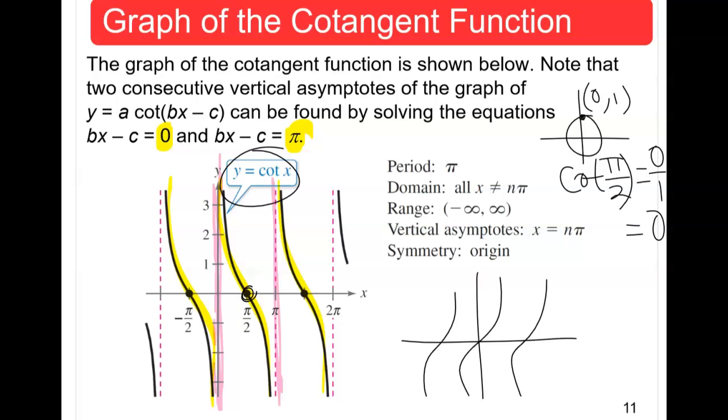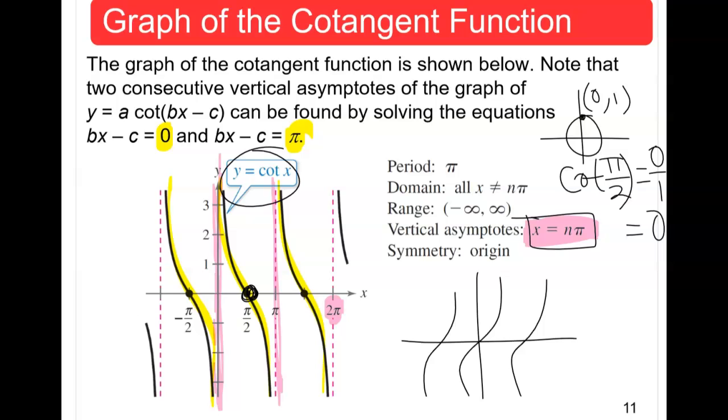And so that's why the x-intercept happens there. The vertical asymptotes will be all the multiples of pi. So we're going to have pi, negative pi, 2 pi, negative 2 pi, 3 pi, negative 3 pi, and so on.